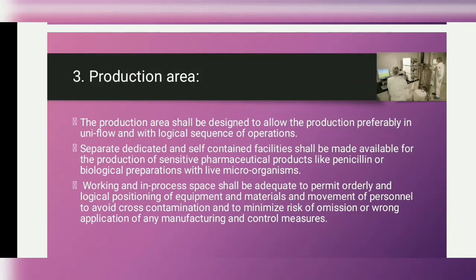So these are the GMP requirements for production area, that it should be designed in such a way that production is preferably in uniflow and it should allow logical sequence of operations, and space must be adequate to provide logical positioning of equipment, and adequate space must be there so that we can avoid wrong application of any manufacturing and control measures.